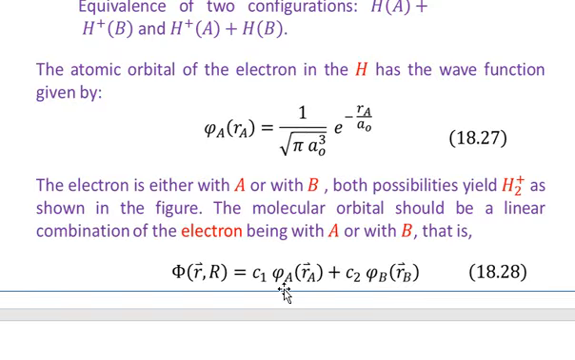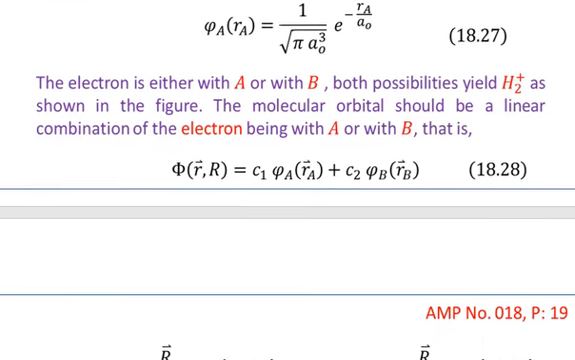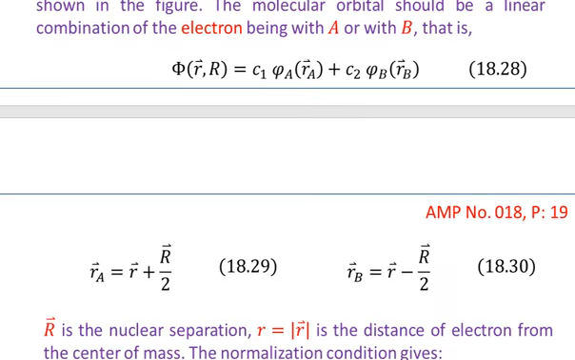And you know that C1 and C2 are the coefficients of this linear combination, and phi A is the atomic orbital. Similarly, phi B represents the wave function corresponding to the atomic orbital B. Equation number 28 gives you a linear combination of these two atomic orbitals, and on the left hand side we have capital phi, which is the molecular orbital. This molecular orbital is represented by a linear combination of the atomic orbitals. That's why it is called the LCAO technique, in which you have a linear combination of atomic orbitals on the right hand side of equation number 28.